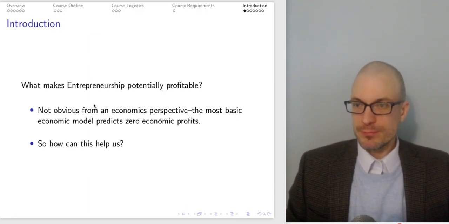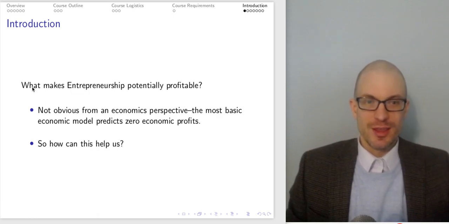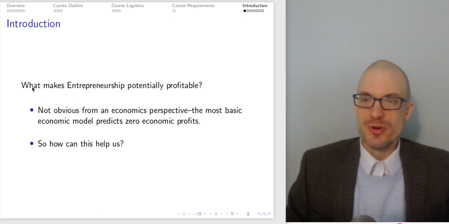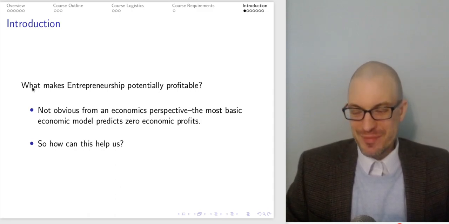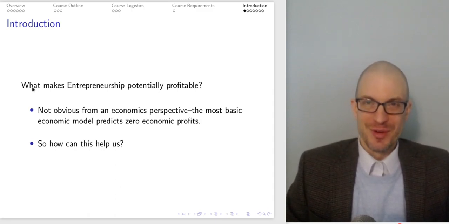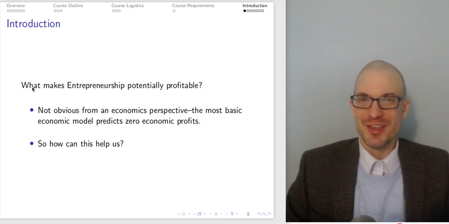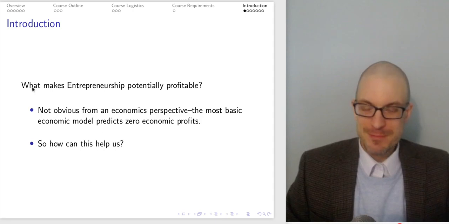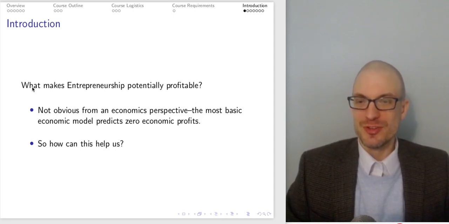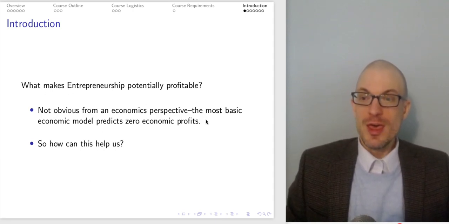Okay, so introduction, getting into content now. What makes entrepreneurship potentially profitable? Well, our main model that you'd see in Econ 101, the supply and demand model, rests on perfect competition, which isn't obvious that there's going to be profits. There are profits in the short run with perfect competition, zero economic profits in the long run.